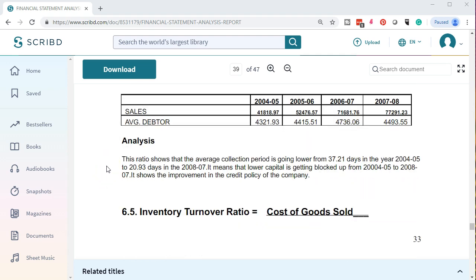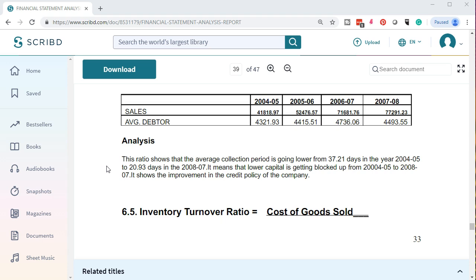We'll take a look at the analysis. This ratio shows the average collection period is going lower, from 37.21 days in the year 2004-05 to 20.93 days in 2007-08. It means that less capital is getting blocked up from 0405 to 0807. It shows the improvement in the credit policy of the company.